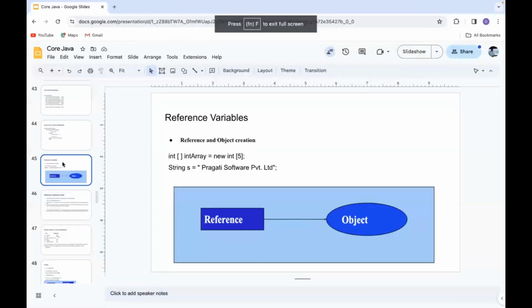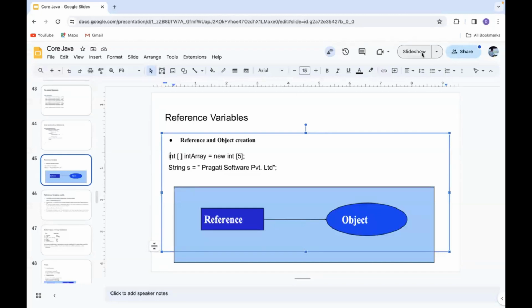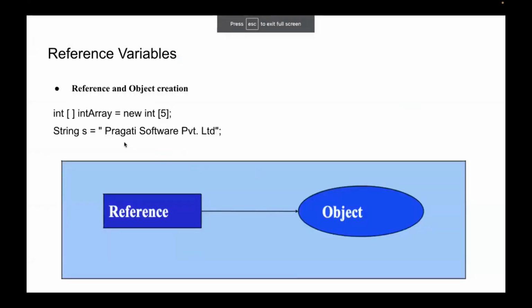Okay. We'll go ahead and see something like this. In this slide, we are seeing the same thing. You have seen this syntax, right? Integer, square brackets, int array is equal to new int 5. So 5 is the size of the array. When we say new int 5, it is a kind of object. And this int array is basically a reference to your object.